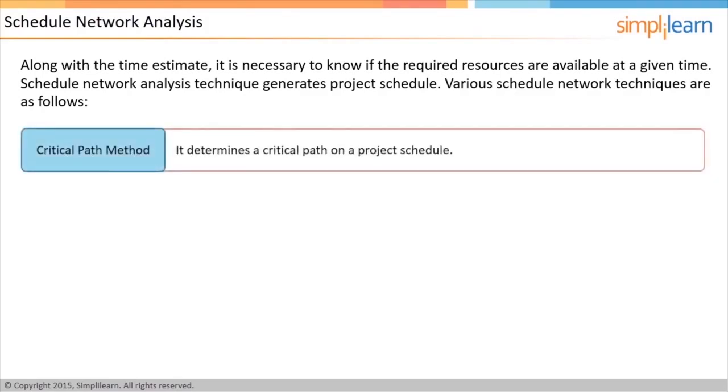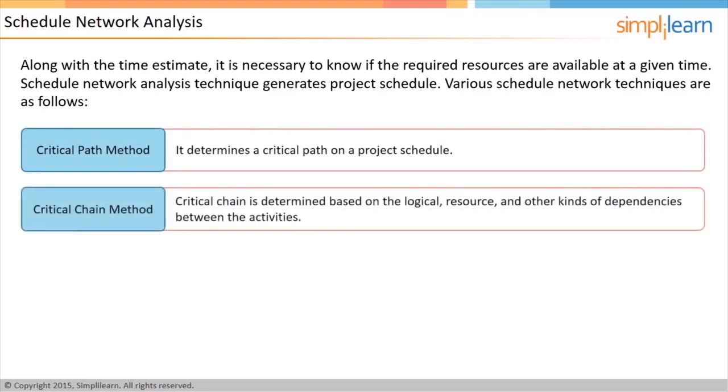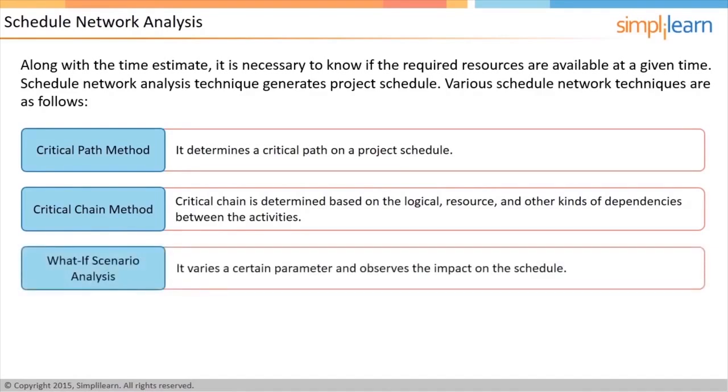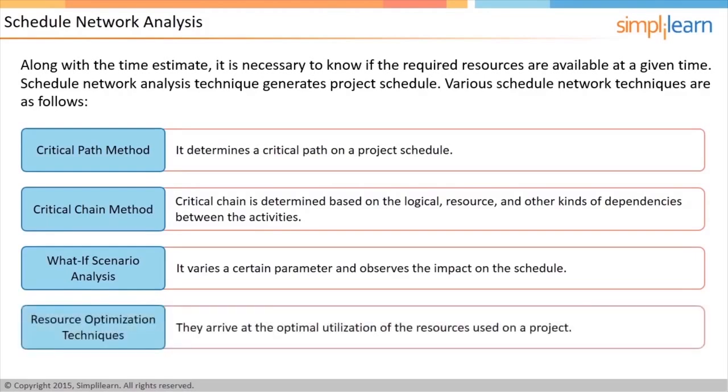Critical path method relies on determining the critical path on a project schedule. Critical chain method is a variant of the critical path method, wherein the critical chain is determined based on the logical, resource, and other kinds of dependencies between the activities. What-if scenario analysis is about trying to vary a certain parameter to observe the impact on the schedule. For instance, you may want to check the result if you put in more resources on a particular activity to reduce its duration.